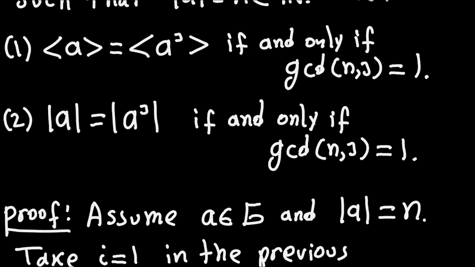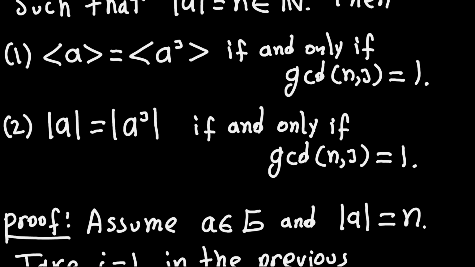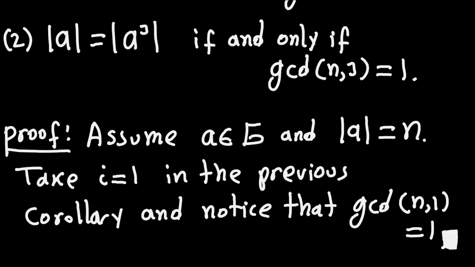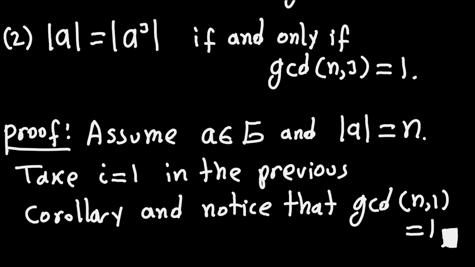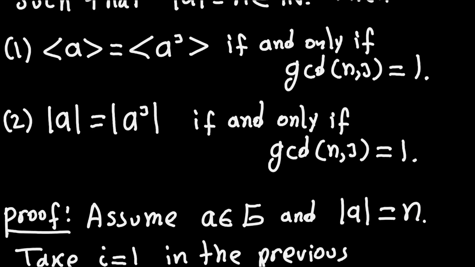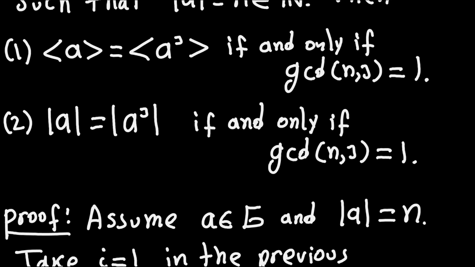Now, if you look at these two here, and instead of a, you put a to the first power, you see that these two things that are here are exactly the same as the previous corollary when you take i equals 1. That's what I say here. So you take i equals 1 in the previous corollary, and you notice that the GCD between n and i is 1. So this is an i here, an i here, and then replace that i by 1 in this previous corollary, and then you will get the result.